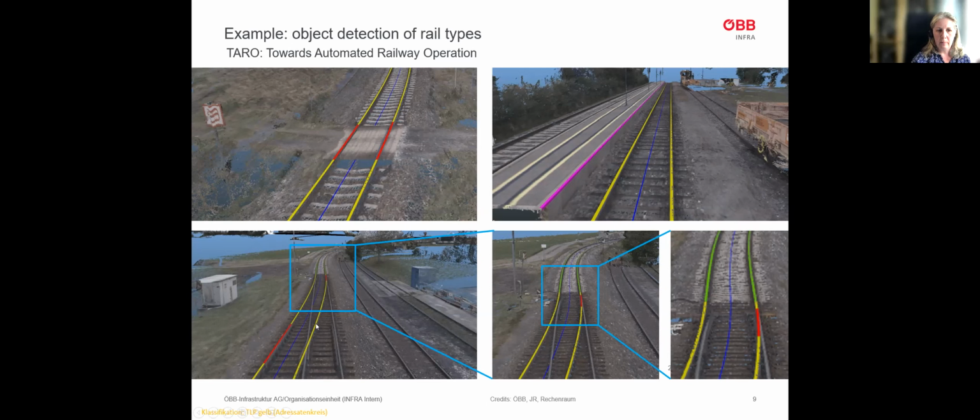On this lower series of pictures, you can see the detected change of the rail type. Here, the yellow marked rail type changes into a green marked one. You can also see the change because the sleepers here are of different types. You have these dark wooden sleepers here, and on the other side you have these light concrete sleepers.